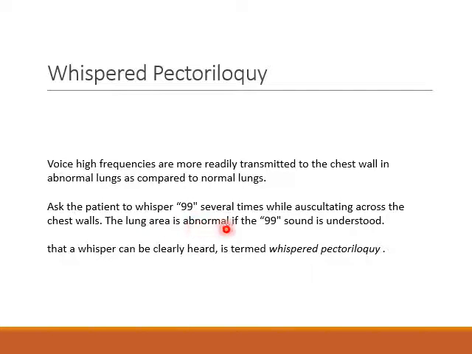The lung area is abnormal if the 99 sound is understood, meaning that you auscultate it clearly. If this whisper can be heard clearly here, this is termed whispering pectoriloquy. If you cannot understand it, when the patient whispers 99 and you auscultate him, you cannot understand the sound, this is a normal lung.